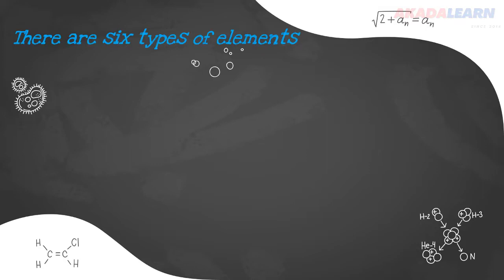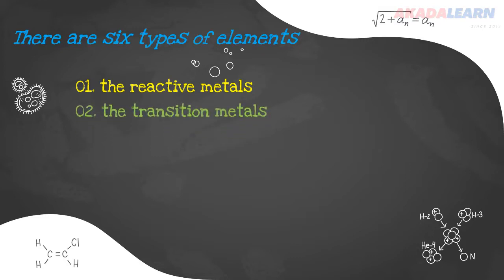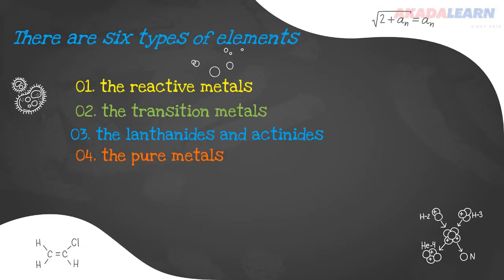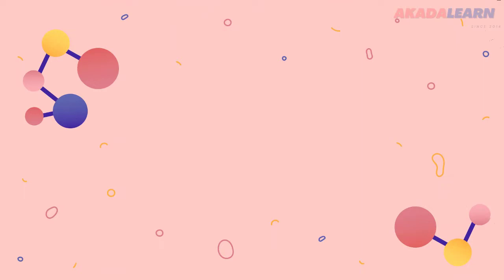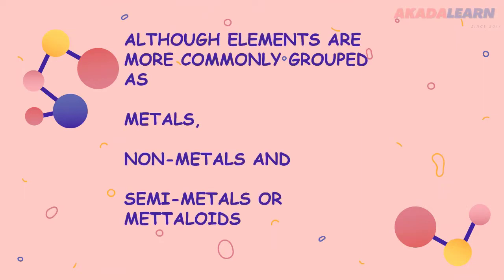There are 6 types of elements. 1. The reactive metals. 2. The transition metals. 3. The lanthanides and actinides. 4. The pure metals. 5. The non-metals, and the 6th one is the noble gases. Although, in general, elements are more commonly grouped as metals, non-metals, and semi-metals or metalloids.